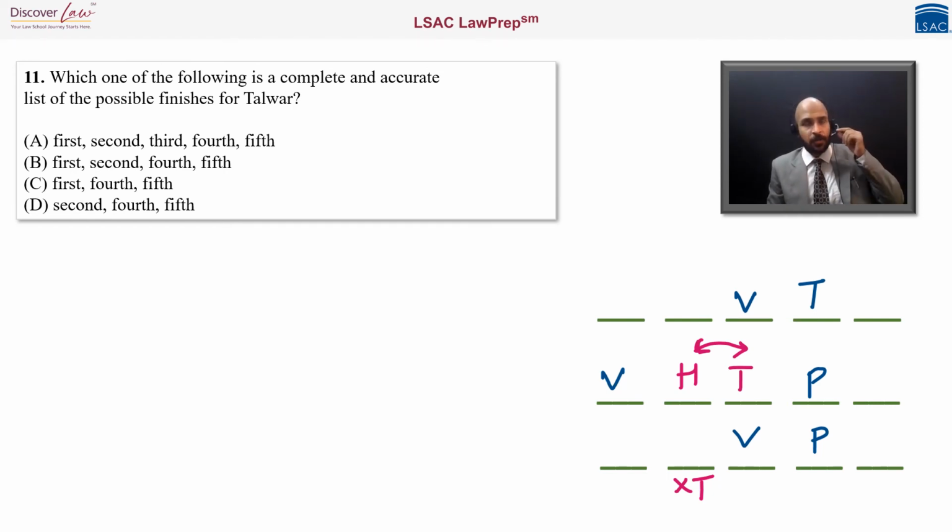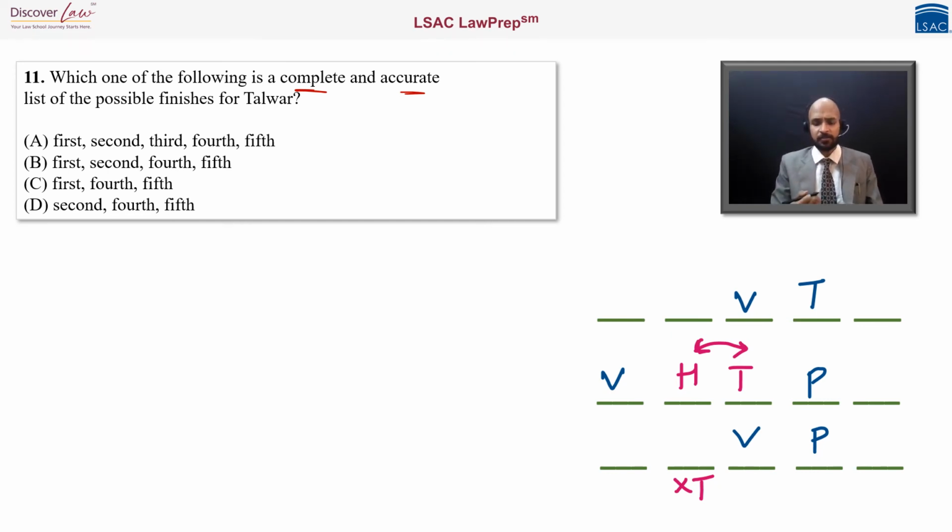Okay, now question number 11 is a very important type of question. And the task here actually first lies in being able to properly comprehend the question. Now, what question number 11 is asking you is, which one of the following is a complete and accurate list of the possible finishes for Talwar?